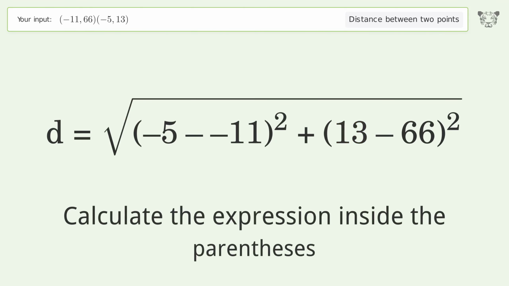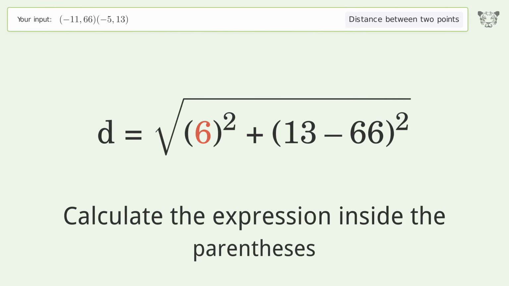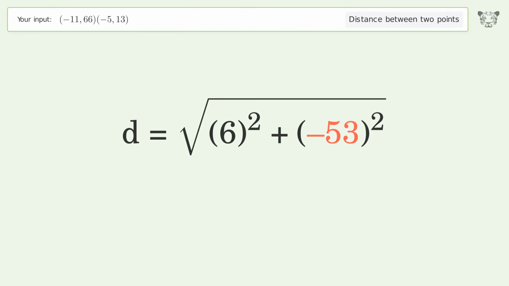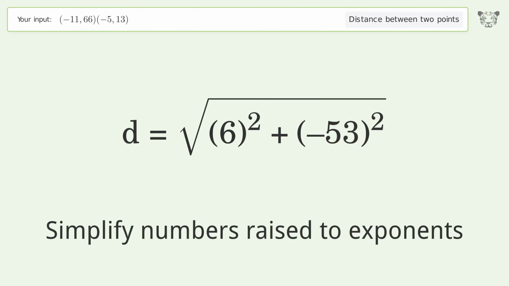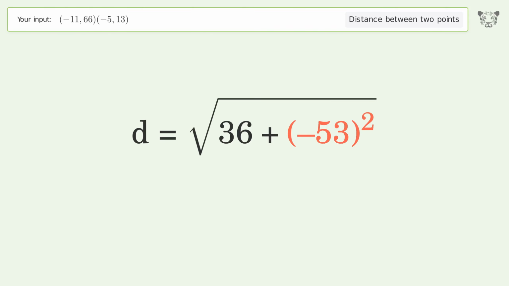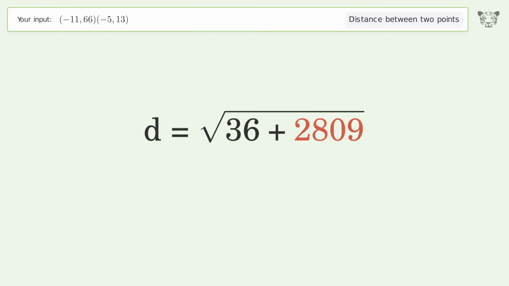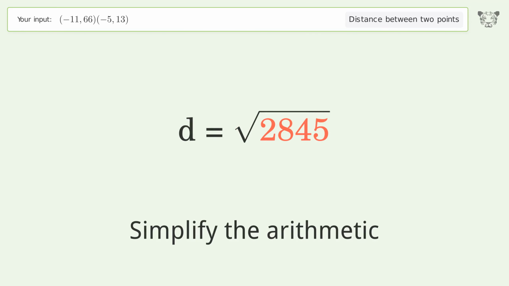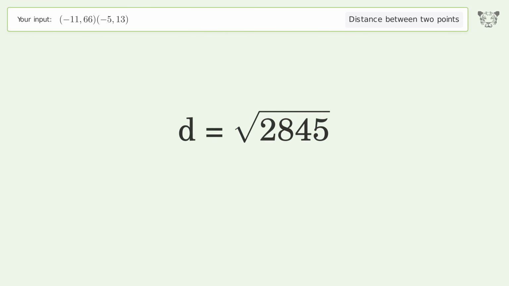Calculate the expression inside the parentheses. Simplify numbers raised to exponents. Simplify the arithmetic. And so the distance between the 2 points is the square root of 2,845 or 53.339.